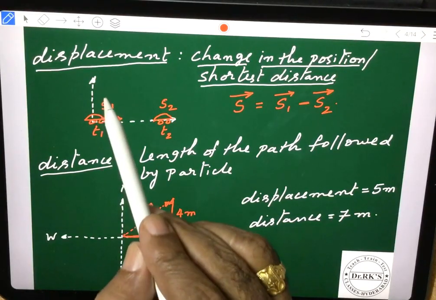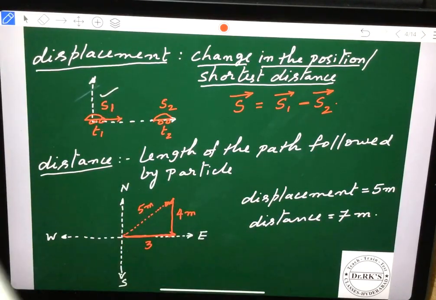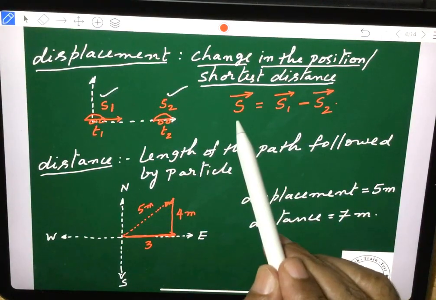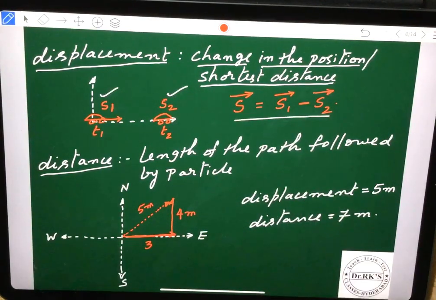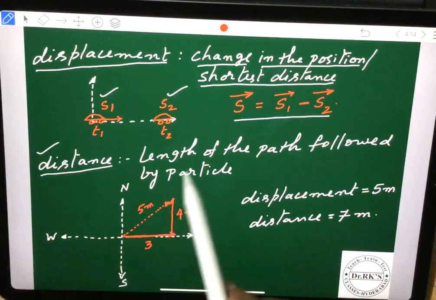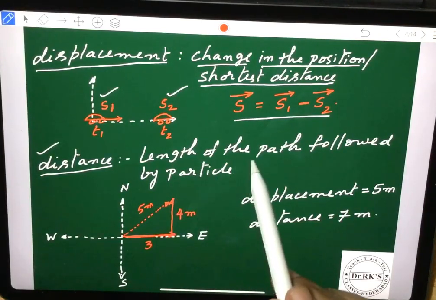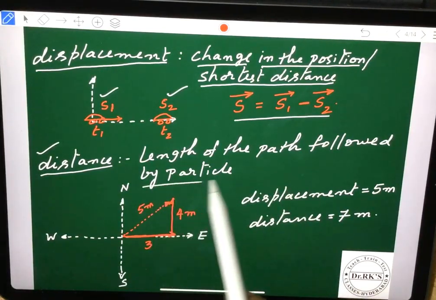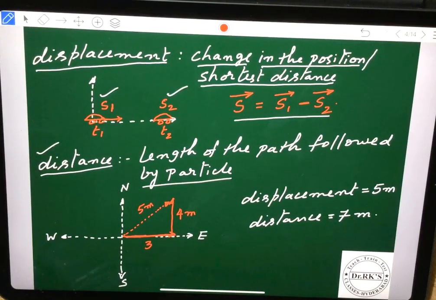So if s1 is the position at time t1, s2 is the position at time t2, so displacement s is equal to final position minus initial position, that is s2 minus s1. Whereas the distance is the length of the actual path followed by the particle. So distance is a scalar quantity, displacement is a vector quantity.